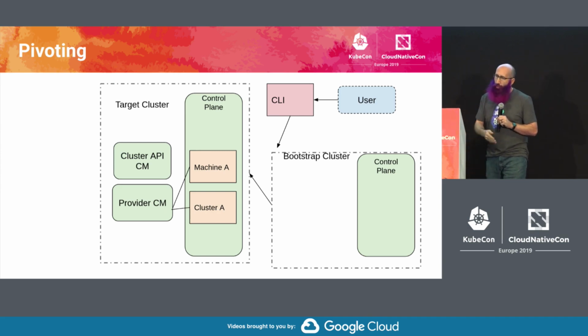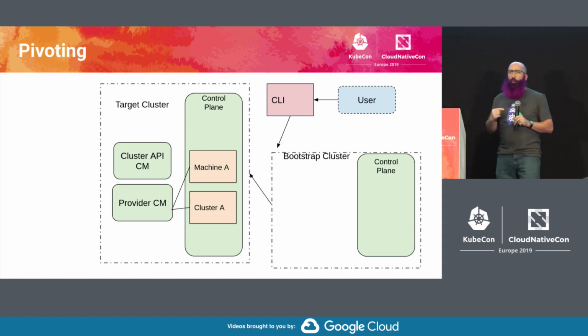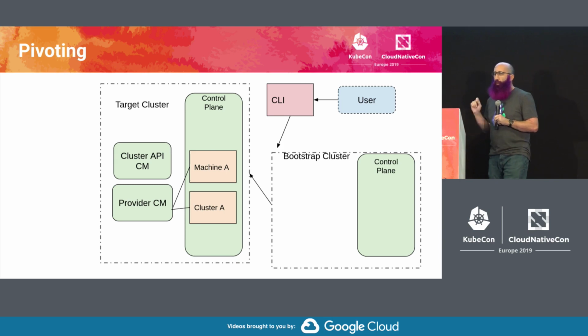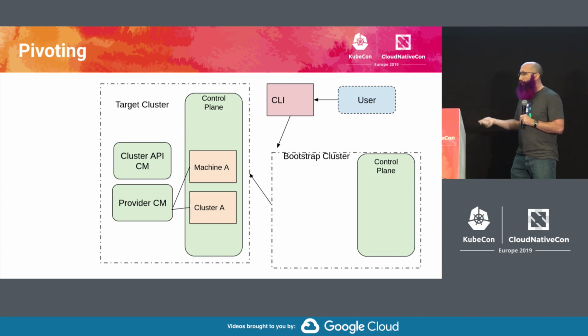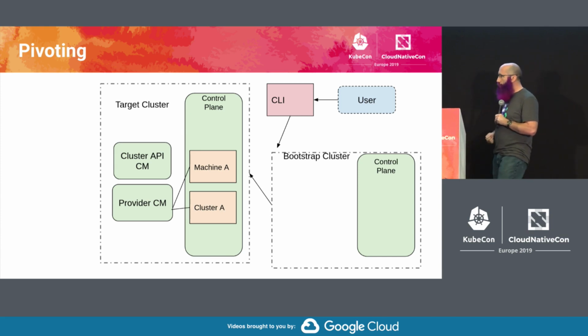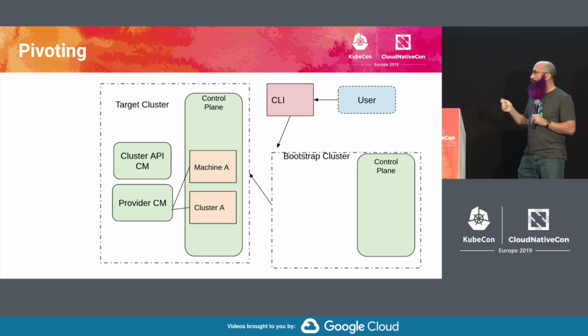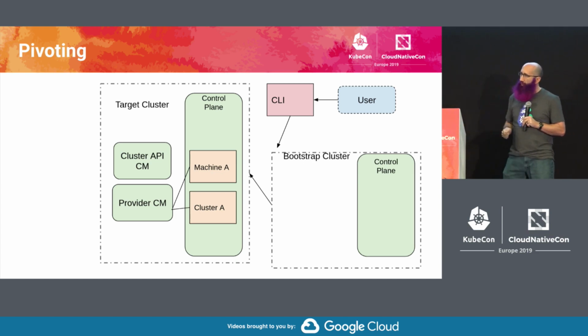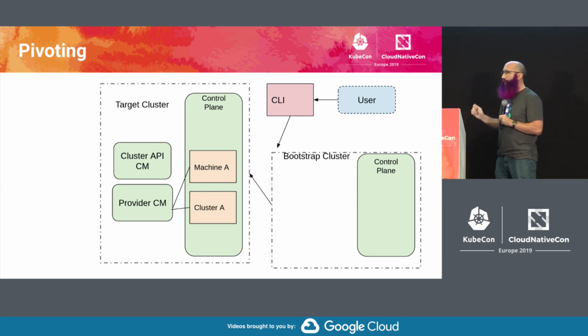We deploy the components on the target cluster. And then there's also ordering that's required for the different API resources as well. So we generally do a staged approach where we first move over the cluster, then we move over machines first, then machine sets and machine deployments.